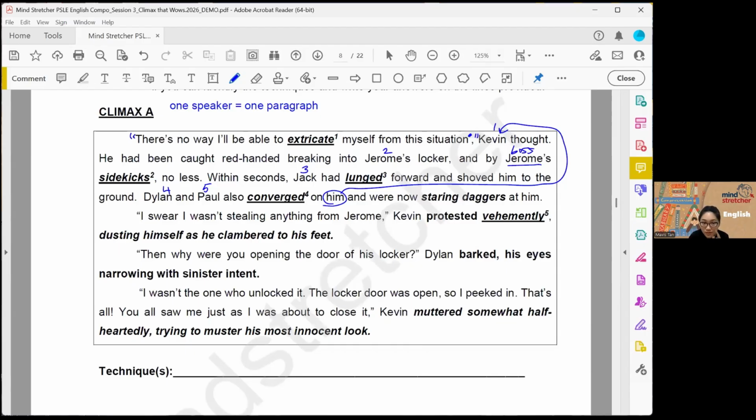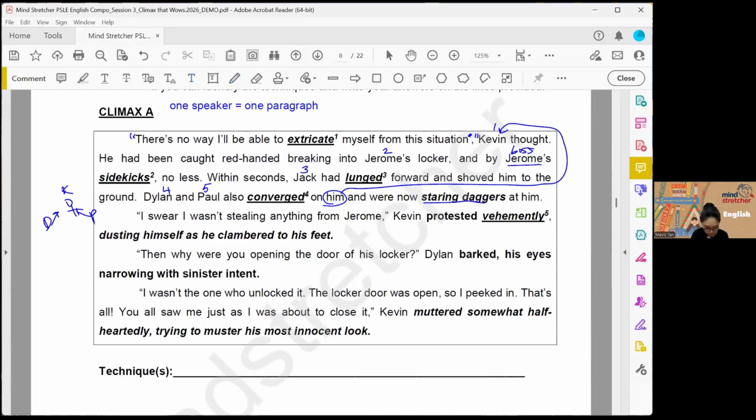So can you imagine the scene? Can you imagine what this looks like, converging on him? Converging means they are walking closer to him. This is Kevin, okay? And then Dylan and Paul are walking towards him. They are going to corner him. He cannot escape. So you can imagine movement. All these involve show not tell. Okay? So there's dialogue, there's show not tell, and then there's also expression.